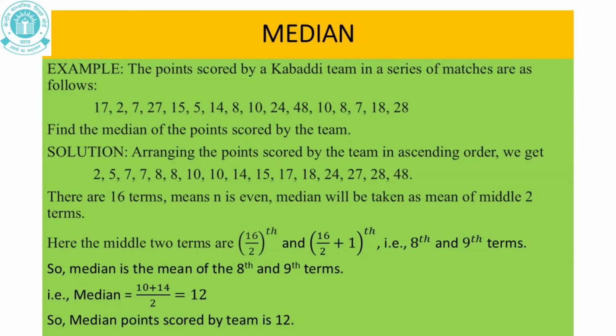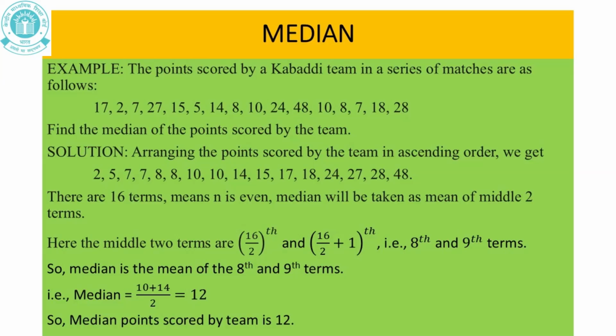Let us take another example to understand median more clearly. The points scored by a Kabaddi team in a series of matches are as follows. Find the median of the points scored by the team. Solution: arranging the points scored by the team in ascending order, we get 2, 5, 7, 7, 8, 8, 10, 10, 14, 15, 17, 18, 24, 27, 28, 48.